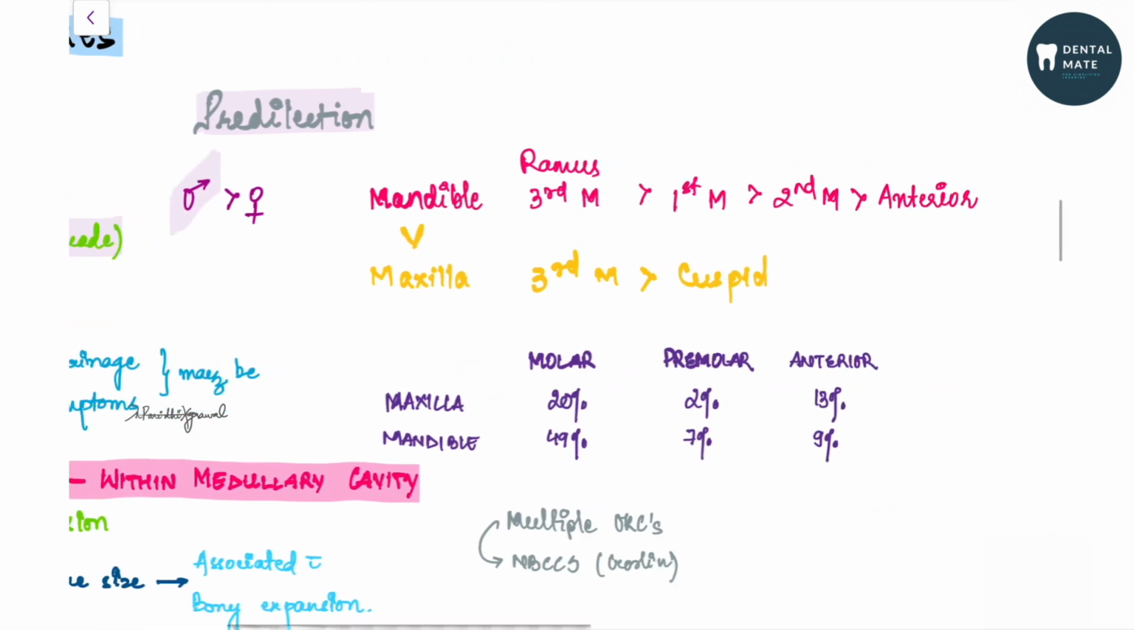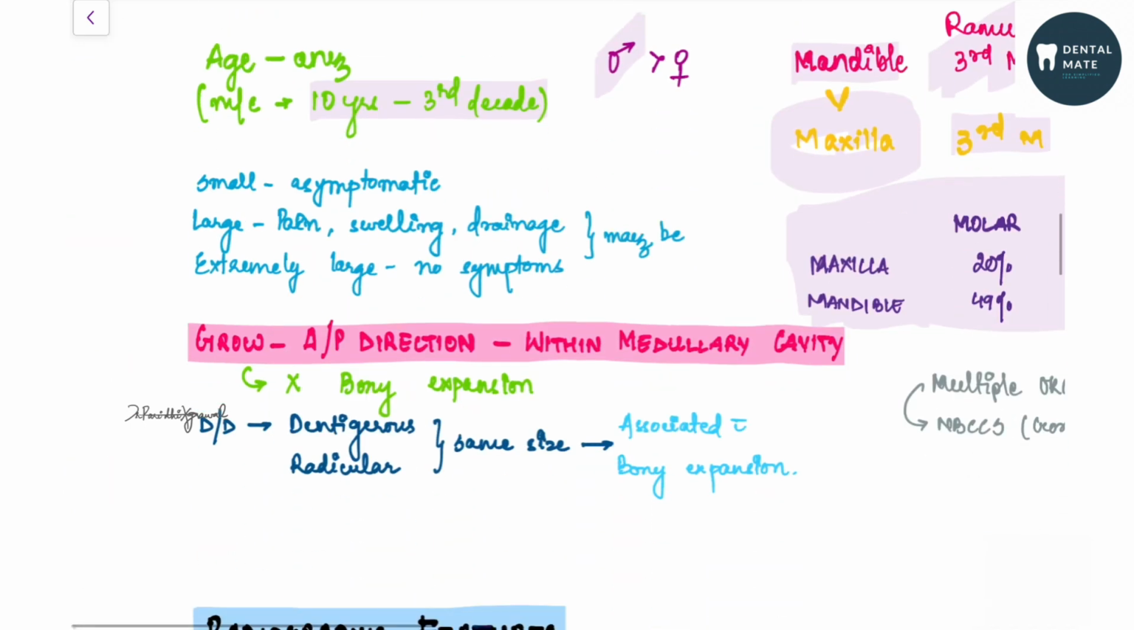Along with that, the mandible is more commonly involved as compared to the maxilla. In the mandible, it is more commonly seen in the ramus or third molar area, followed by first molar, second molar, and anterior region at the last. And in the maxilla, it is more common in the third molar area, followed by the cuspid region. These are the percentages of the site predilection of OKC.